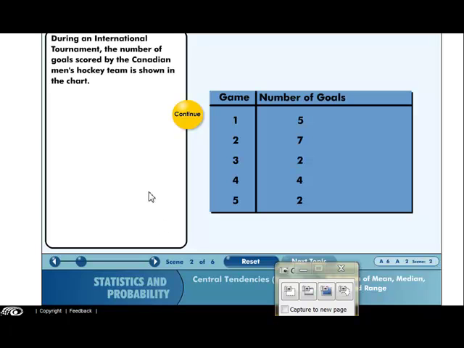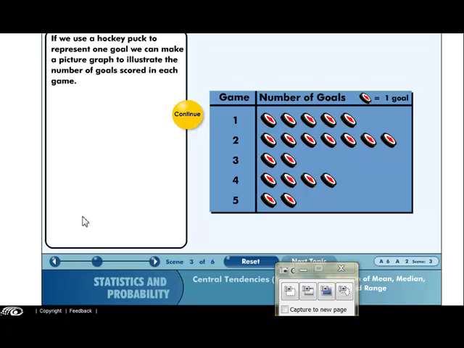So during an international tournament, the number of goals scored by the Canadian men's hockey team is shown in the chart. So we have 5 games here, and here are the number of goals. Let's take a look at it visually in a graph. So in game 1, they scored 1, 2, 3, 4, 5 goals. Game 2, they scored 1, 2, 3, 4, 5, 6, 7 goals. So you can see here that we have a visual representation of the number of goals in each game.